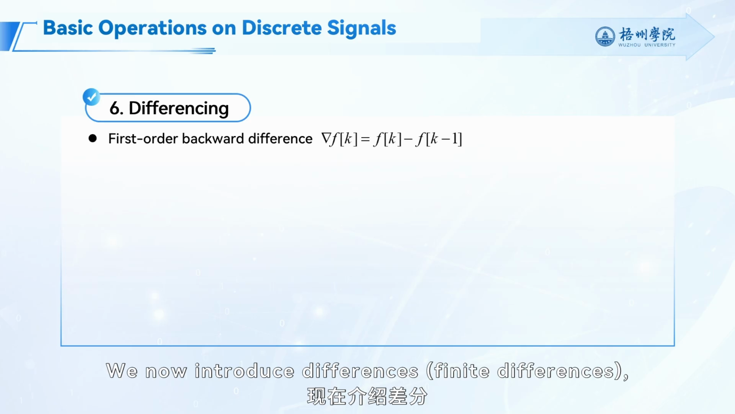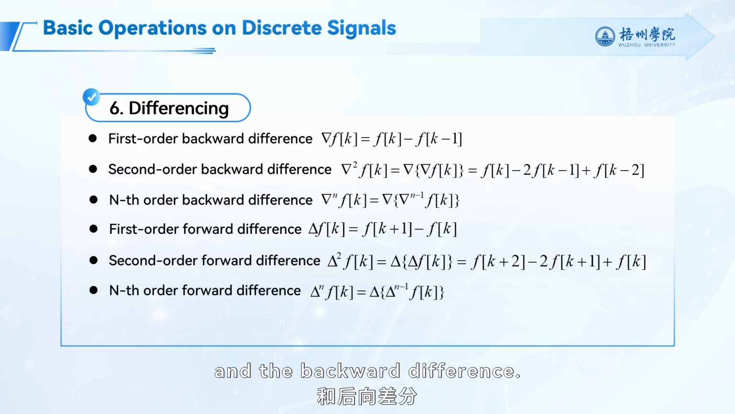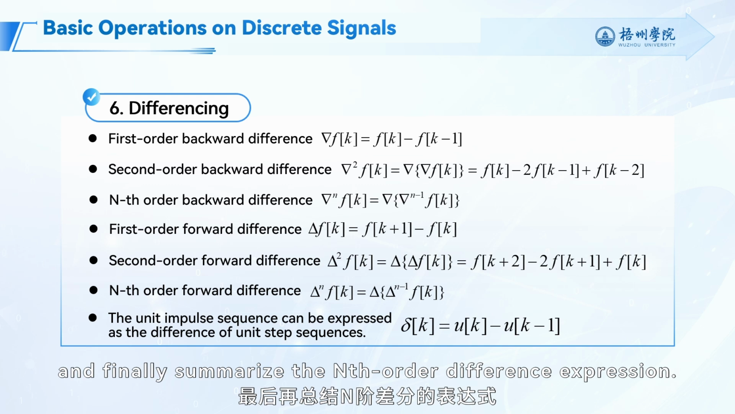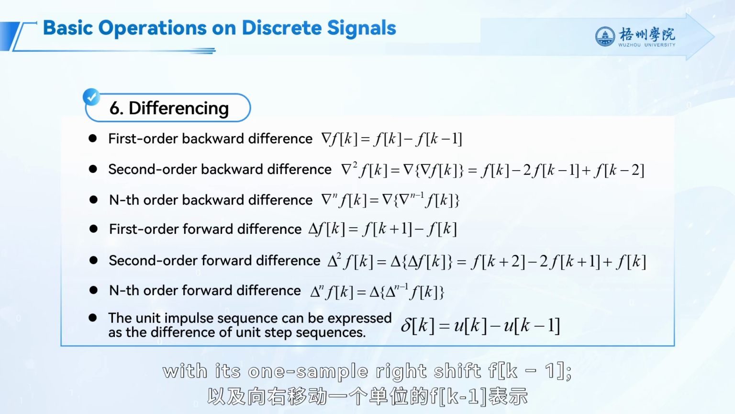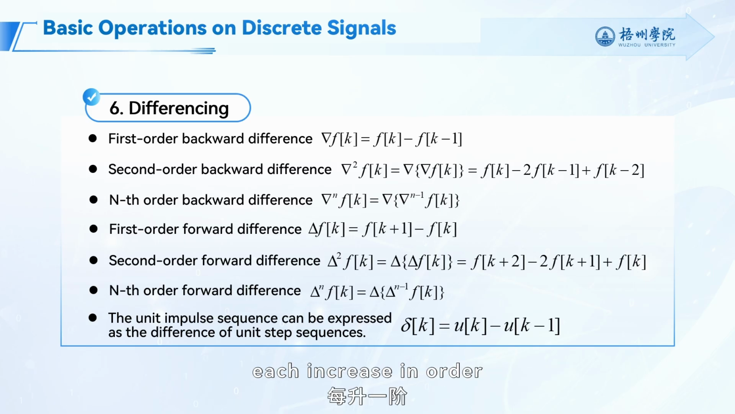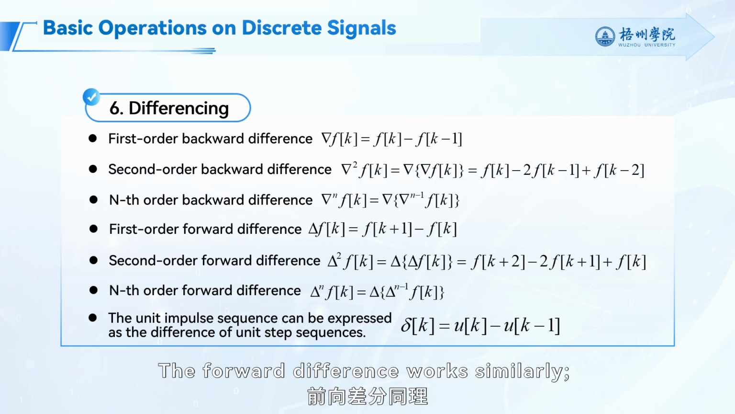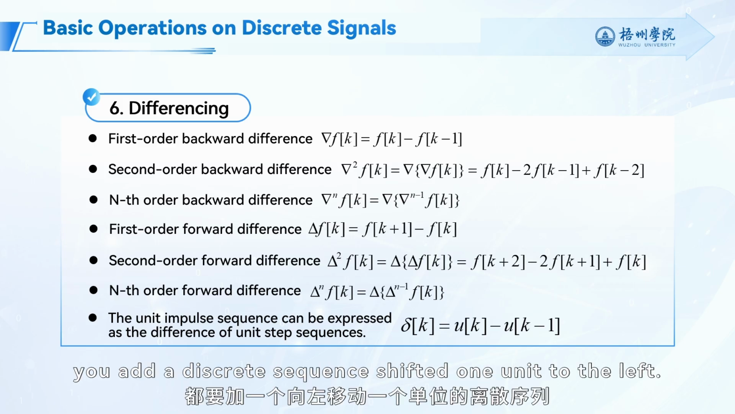We now introduce differences, finite differences, which include the forward difference and the backward difference. We first present the first and second order expressions, and finally summarize the nth order difference expression. The first order backward difference uses f of k and its one sample right shift f of k minus 1. Each increase in order adds one more one sample right shift. The forward difference works similarly. The only distinction is that with each increase in order, you add a discrete sequence shifted one unit to the left.